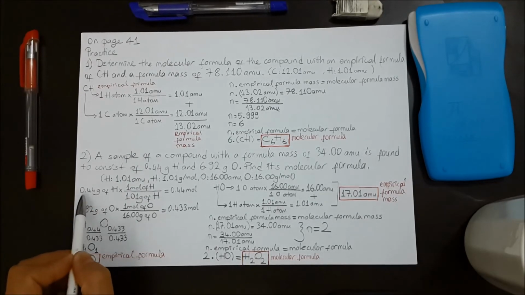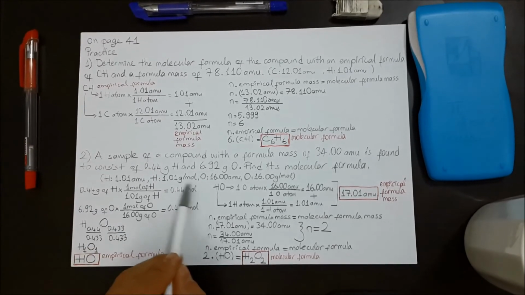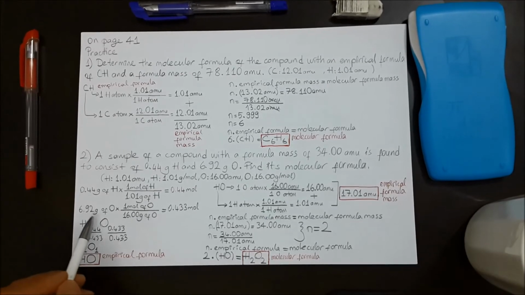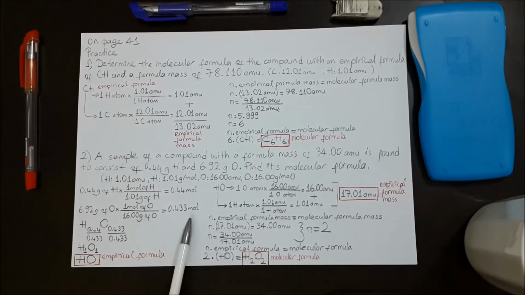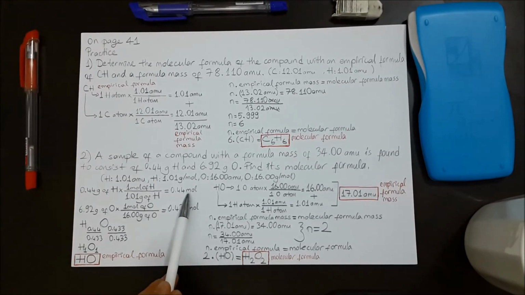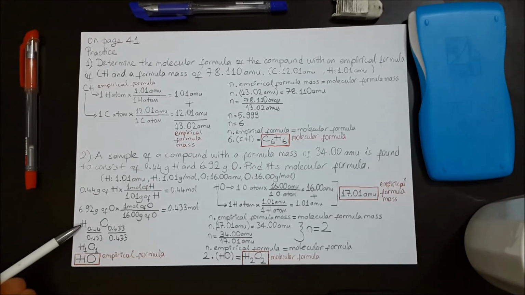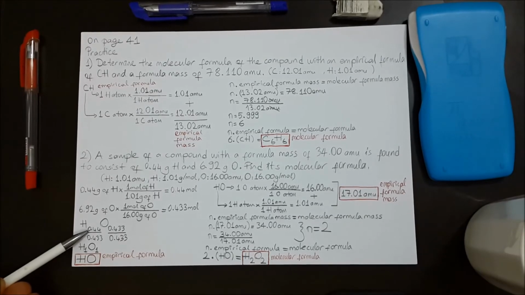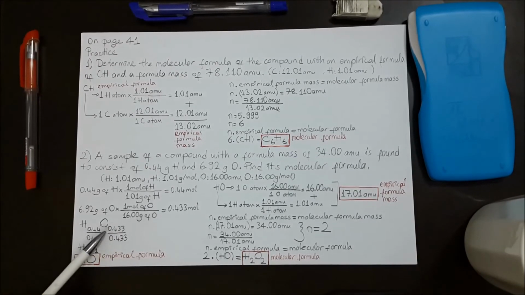In the question, I have 0.44 grams of hydrogen. I'm going to convert it into moles. It makes 0.44 mole. And I have 6.92 grams of oxygen. I'm going to convert it into moles. It makes 0.433 mole of oxygen. Then I will use each mole amount of the elements as their subscripts. As you see here, hydrogen, its mole is 0.44, so its subscript becomes 0.44. And then oxygen is coming, and its mole is 0.433, so its subscript becomes 0.433.